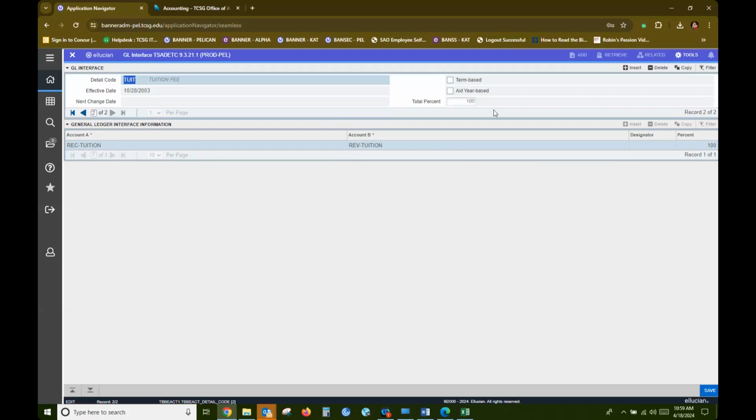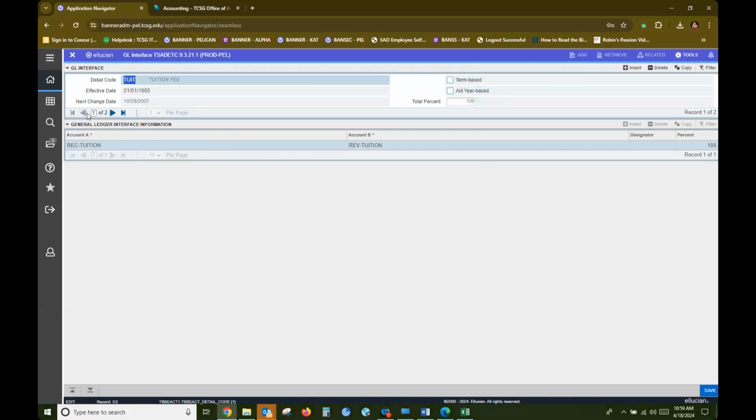So when you're setting this up, when you come in, there is an effective date. The effective date on this one is saying that I have been effective since 10/28 of 2023. So this right here is a multiple record form. So you never get rid of a record, you update a record. Because if you notice, this one has been effective since 10/28 of 2023, but the next change date is blank, which means it is the most active record, okay? This is where you would check term-based or aid-based year. Again, most colleges are not doing that.